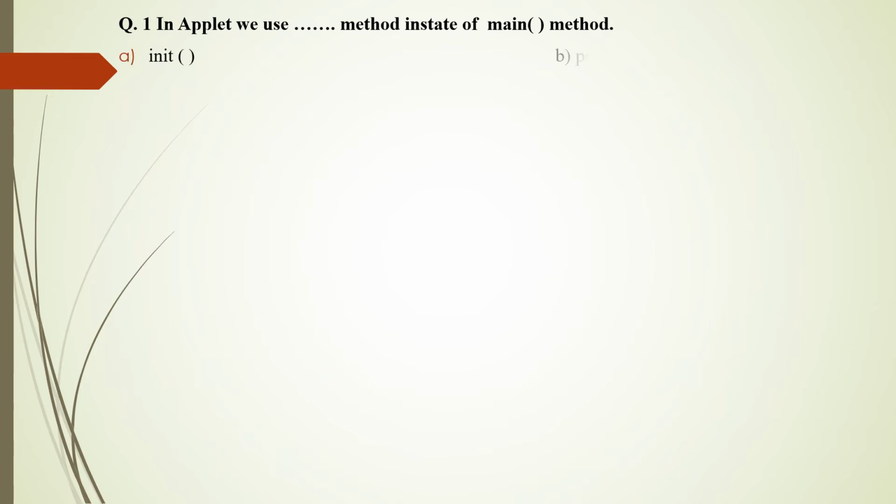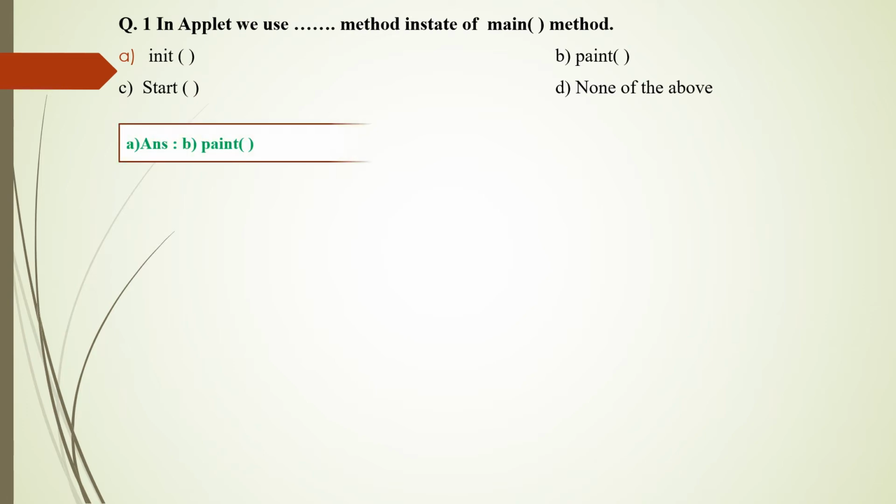Next we see some MCQ questions on the topic. First question is, in an applet we use dash dash method instead of the main method. The options are init, paint, start, none of above. The answer of this question is paint. In an applet we use the paint method instead of the main method.